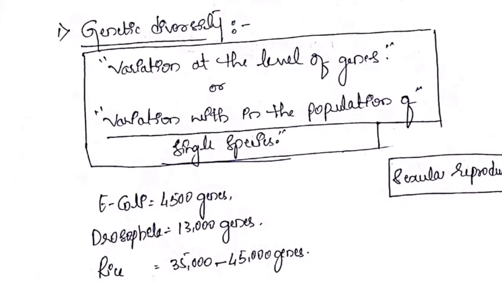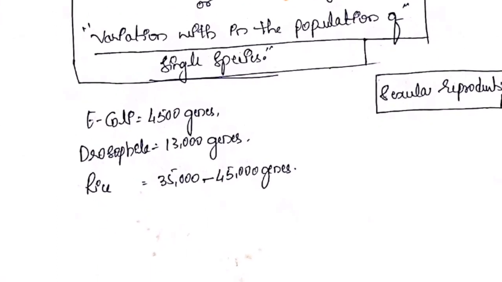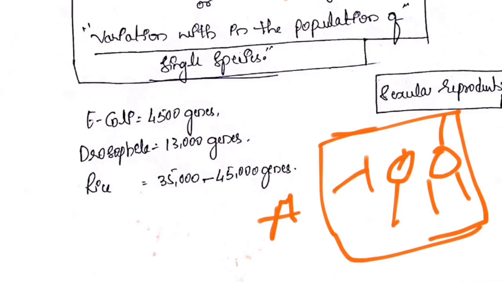Genetic diversity: first is variation at the level of genes. Variation at the level of genes is called genetic diversity, or variation within the population of single species. Say I have considered this habitat, and the habitat name is A. There are around 100 dogs. All 100 dogs are not similar. They are different. Their color is different, their height is different, their size is different. They have got different varieties.